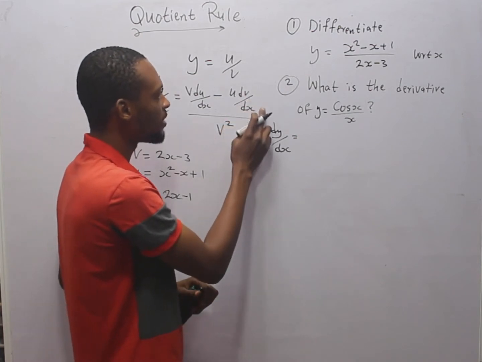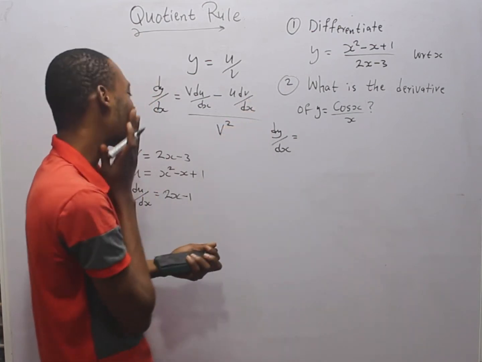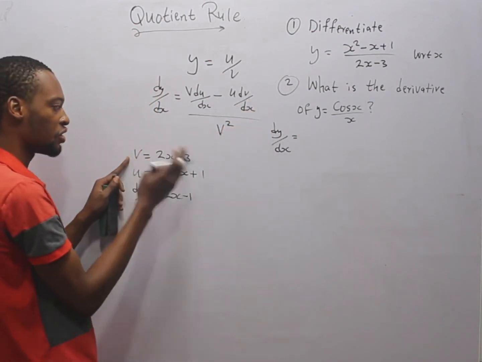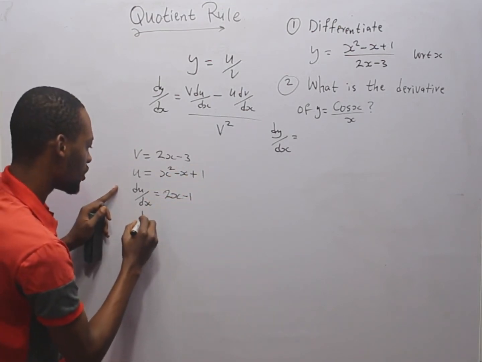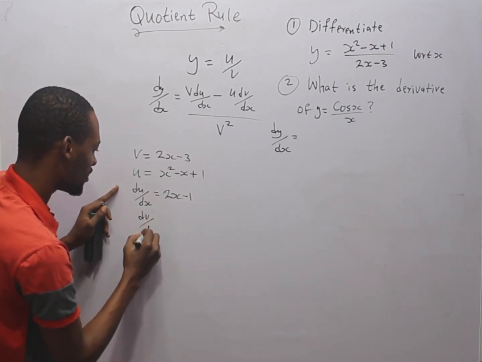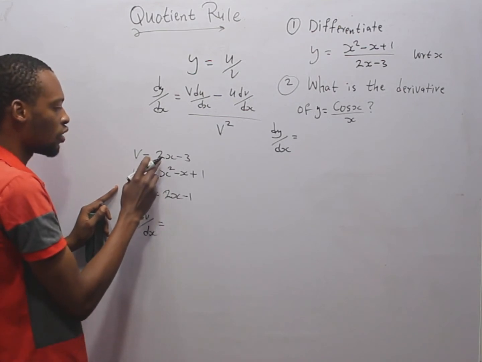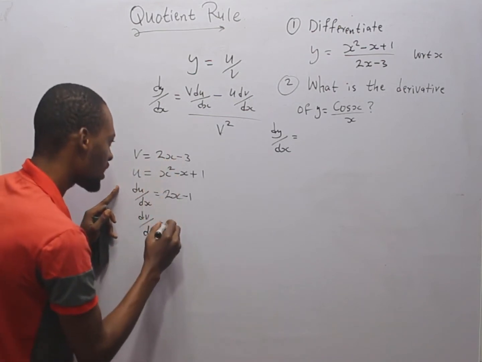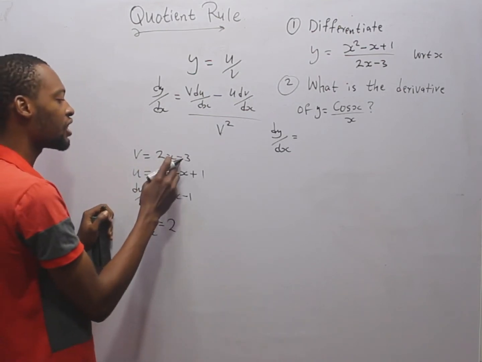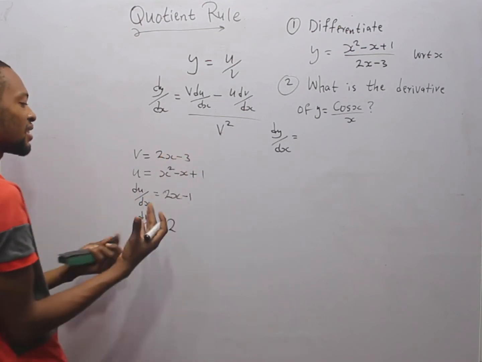How about dv/ds? dv/ds simply means differentiating v with respect to s. So dv/ds is equal to, when you differentiate 2s, you get 2. And when you differentiate minus 3, or 3, you get 0.